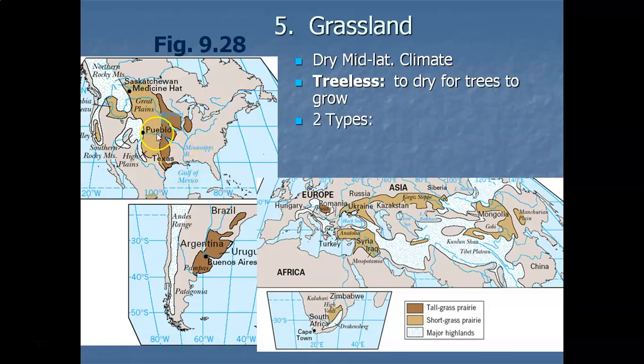Now, as is indicated by the coloration, there are 2 types of grasslands, and we can well illustrate that in the United States. There's tall grass prairie. It's shown in the darker brown, where the grasses can grow up to 6 feet tall. And then there's the short grass prairie, where the grasses are just an inch or so tall.